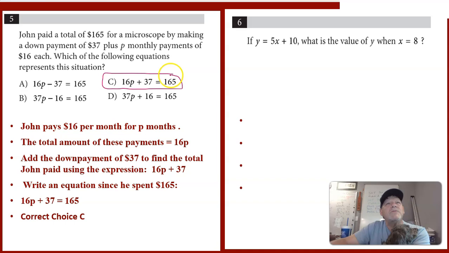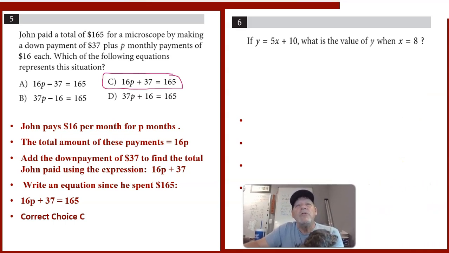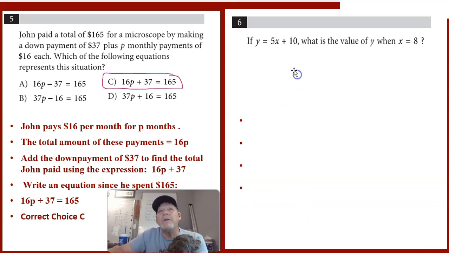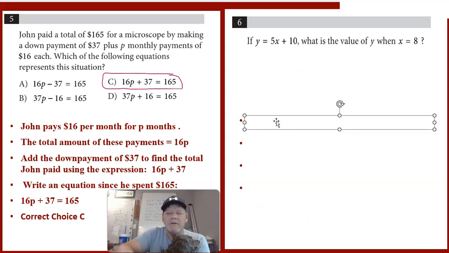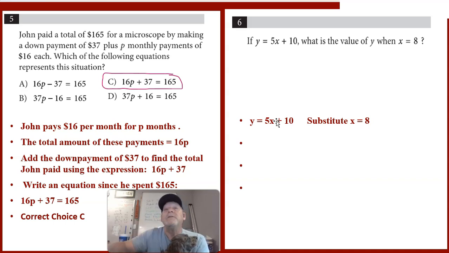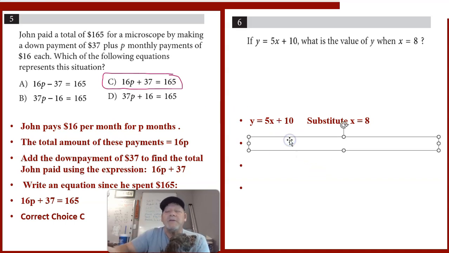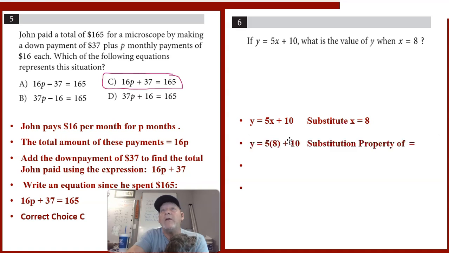Now let's look at 6. If you need to pause it, do so. This is not a multiple choice question. This is open-ended. It says if y equals 5x plus 10, what's the value of y when x is 10? Or x is 8, sorry. Well, you're going to use what's called the substitution property of equality to solve this, and then the order of operations. So I'm going to substitute x equals 8 into the equation y equals 5x plus 10. I'm just going to put that 8 right here.